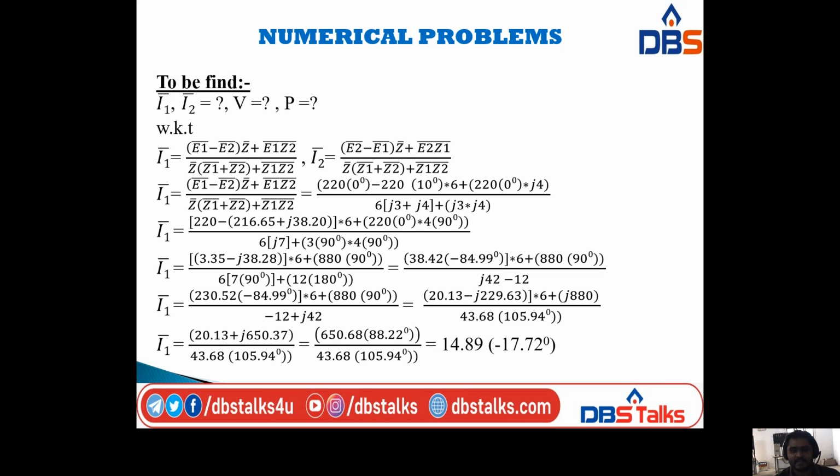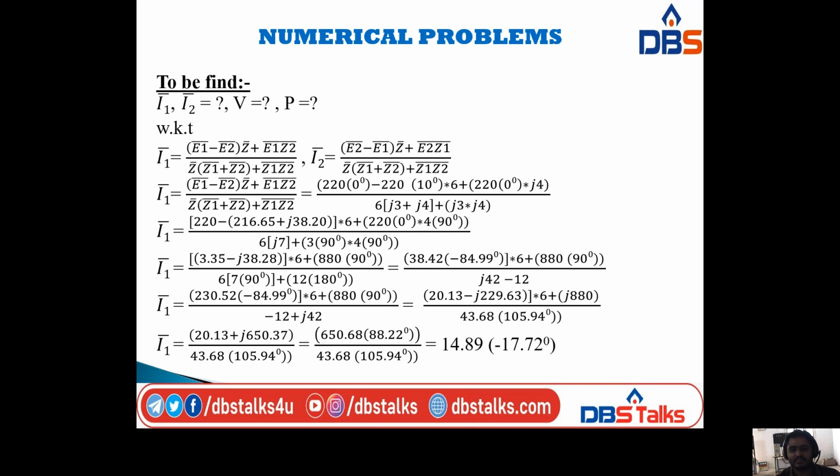So please convert this rectangular form into polar form. We have the polar form of 3.35 minus J38.28 is 38.42 at an angle of minus 84.99, whole into 6, plus 880 at an angle of 90, divided by. Here I am converting this 6 into 7, which means we have 42. So 42 at an angle of 90 plus 12 at an angle of 180.